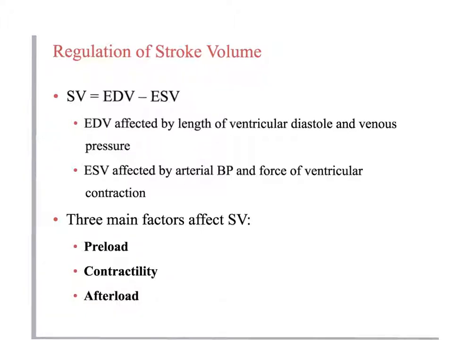And what's diastole? Relaxation. What's happening when the ventricles are relaxed? They're filling with blood. So end diastolic volume is how much blood gets dumped into the heart before contraction. And end systolic volume is how much blood is left in the ventricles after contraction. So how much comes in versus how much goes out, that's the difference. That's your stroke volume.